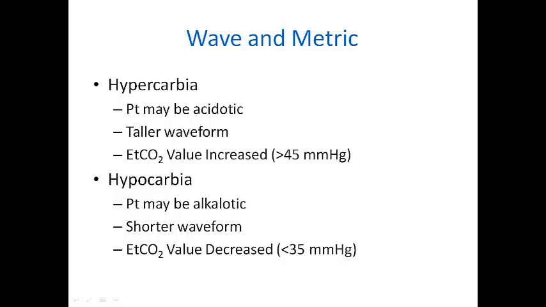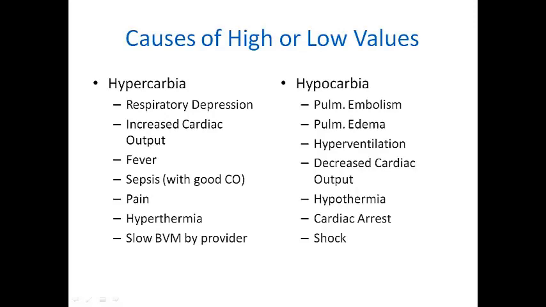Hypocarbia is the opposite of that. Patients with hypocarbia are likely alkalotic in their blood chemistry. Their waveform, if it's normal in shape, is going to be shorter, and the end-tidal CO2 value will be below 35 millimeters of mercury. Causes for high and low values are listed on this screen here.